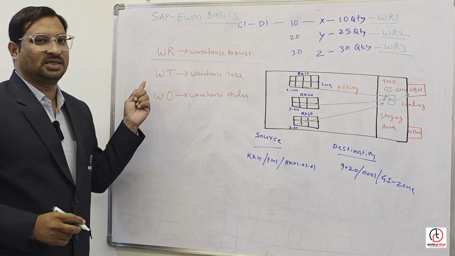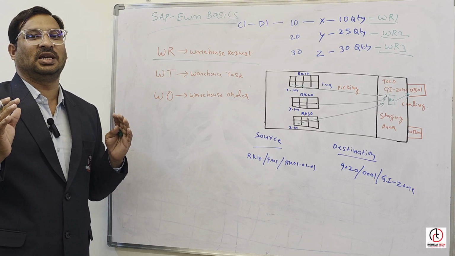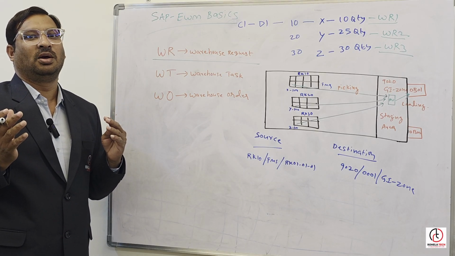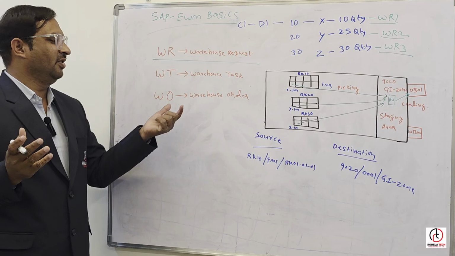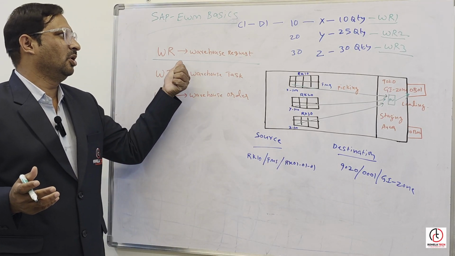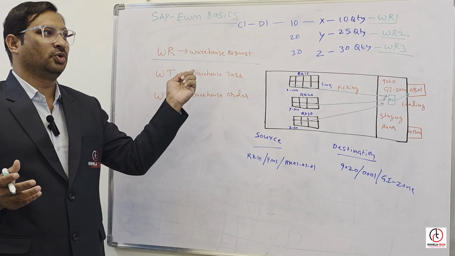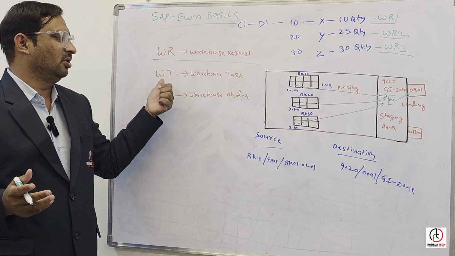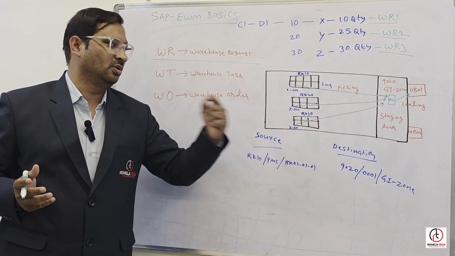Then what is warehouse task? So warehouse task is an executable task where it is going to have source and destination both. Earlier in the warehouse request we have either source or destination, but in the warehouse task we are going to have source and destination both.